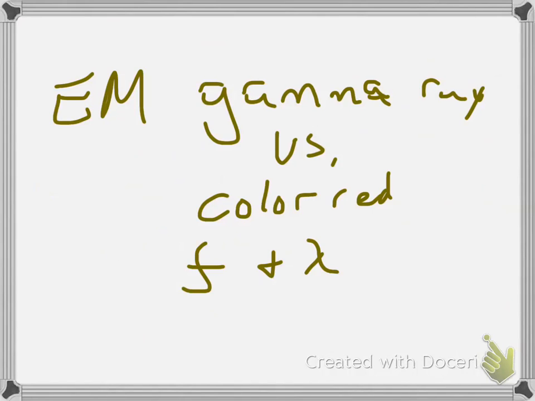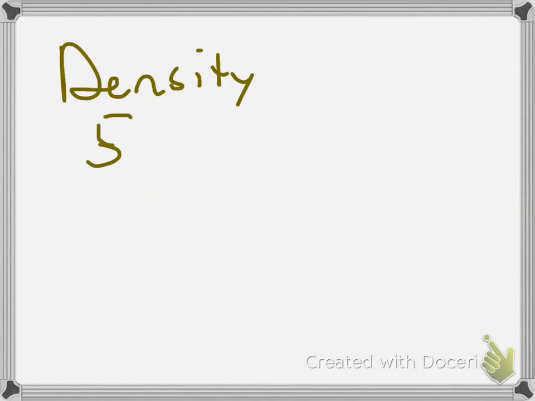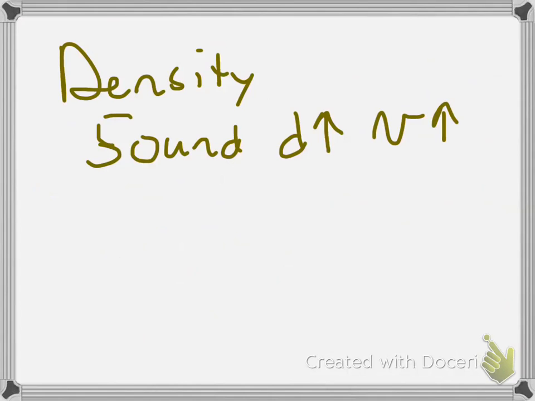And another thing, last thing that we'll talk about here, is how density affects sound and light. Now, in sound, if the density of the medium goes up, then the speed goes up. Because sound is, like I said, a longitudinal wave, so the molecules have to bump into each other. So if it's more dense, the molecules are closer together, and therefore you're going to have faster speed of sound.